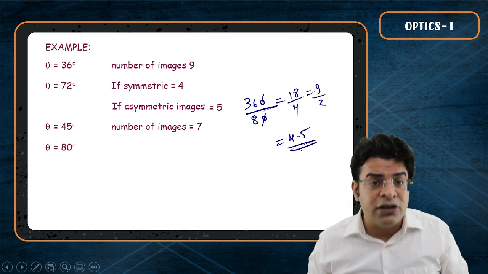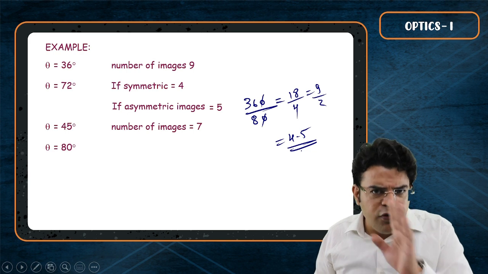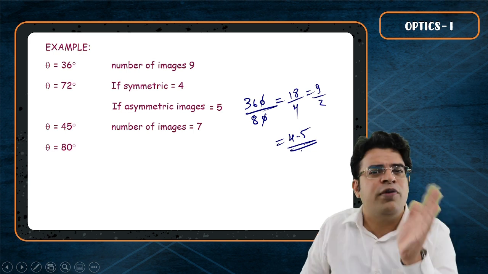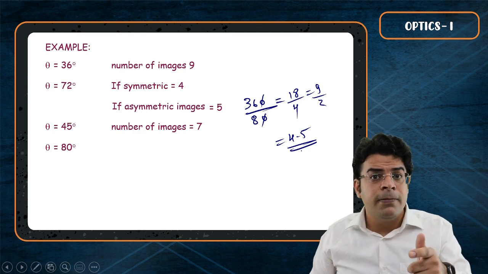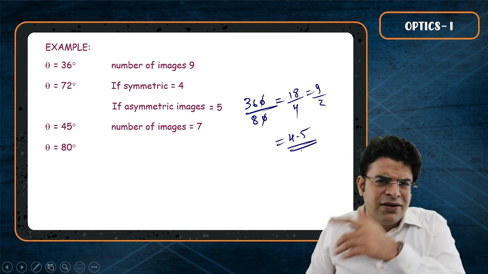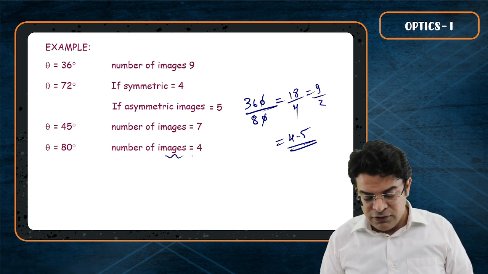I'm getting a fraction. You can't have 4.5 images. You can have 4 images, you can have 5 images, you can have 6 images, but you can't have 4.5. Right? So I have to think of the greatest integer smaller than 4.5, and the greatest integer smaller than 4.5 is 4. So I will say that the number of images will be 4.